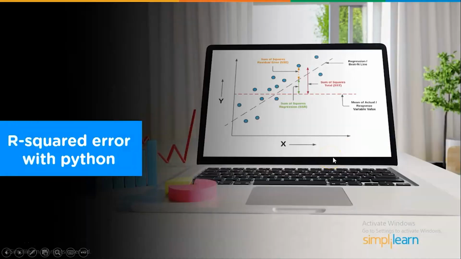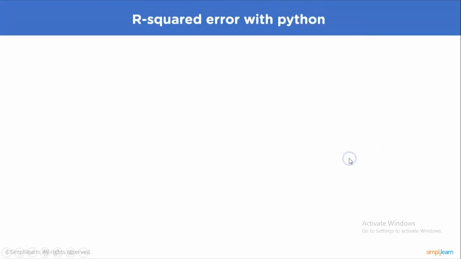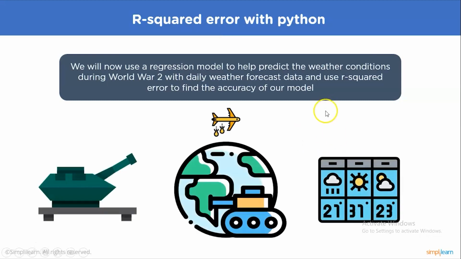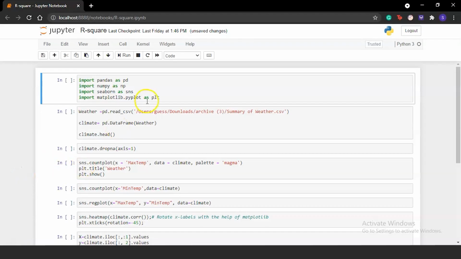Now how can you implement R squared error with Python? To calculate R squared error with Python, we're going to look at the data which depicts the weather conditions which were present during World War II. And using the variables which are present in our data, we're going to create a model which predicts the daily weather forecast during World War II. And then we're going to use R-squared error to find the accuracy of our model. So this is our R-square model.